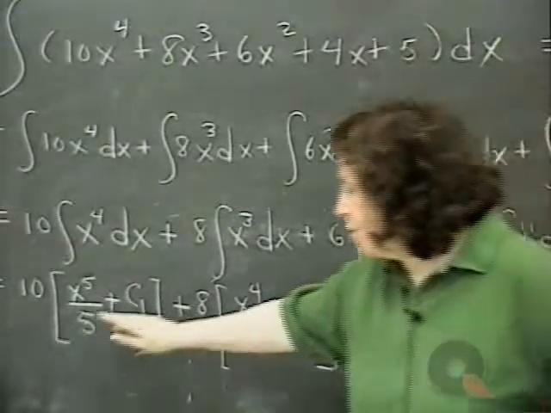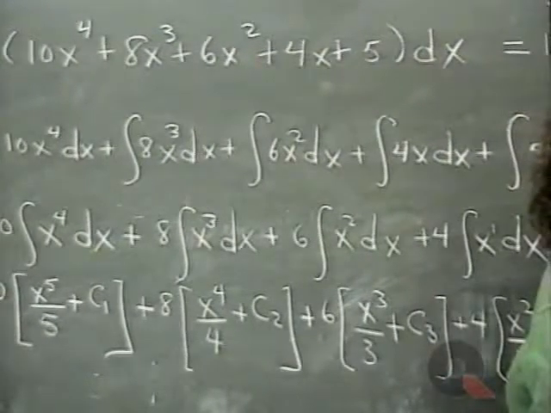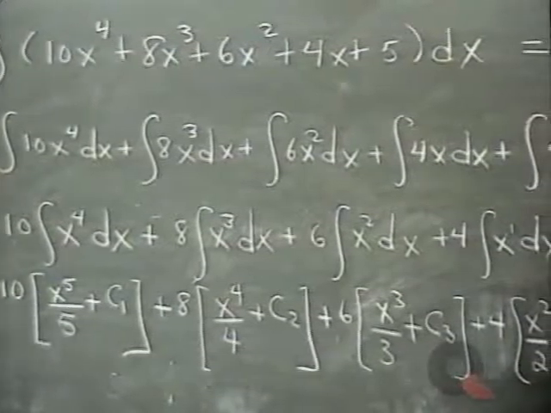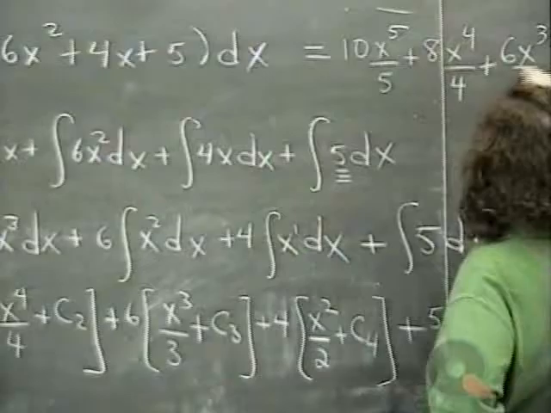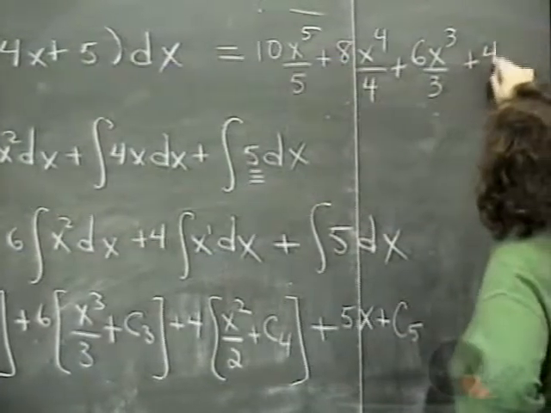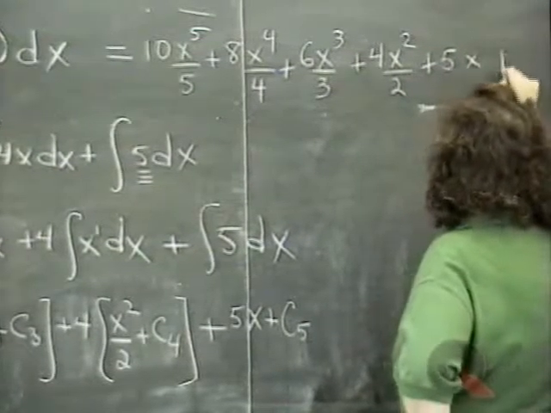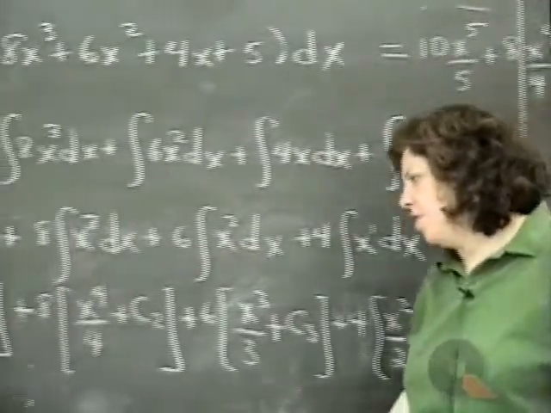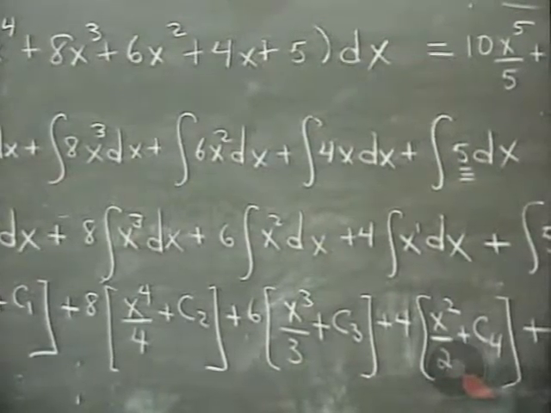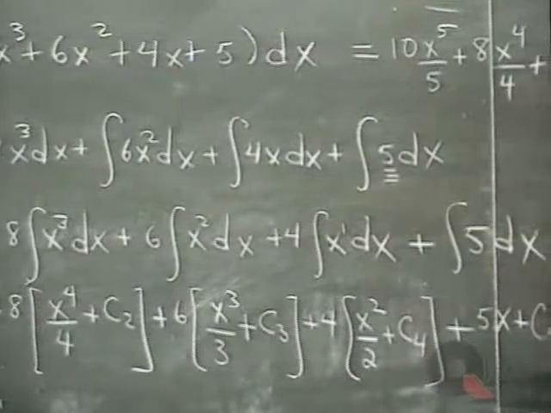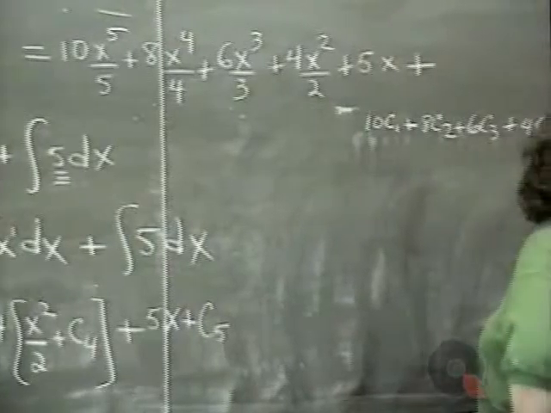So let's first collect the terms involving x. So it's 10x to the 5 over 5 plus 8x to the 4 over 4 plus 6x to the 3 over 3 plus 4x to the 2 over 2 plus 5x plus, now, what did we have for the constants? We had 10c1 and 8c2 and 6c3 and 4c4 plus c5.